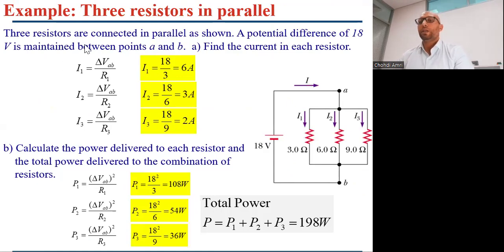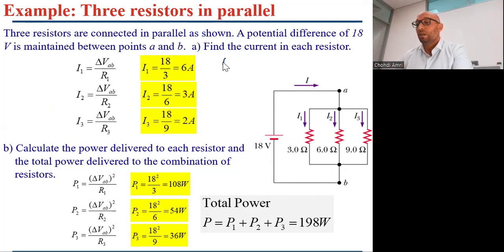Another example, 3 resistors are connected in parallel as shown. So these 3 resistors are parallel, and all of them are parallel with a power supply of 18 volt. Okay, a potential difference of 18 volt is maintained between the points A and B. Find the current in each resistor. As I said, all of them are connected in parallel, so they have the same potential difference.